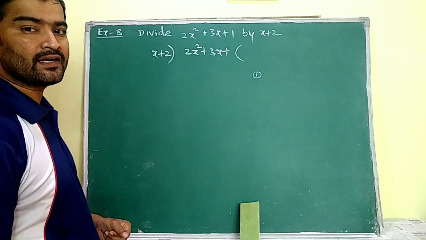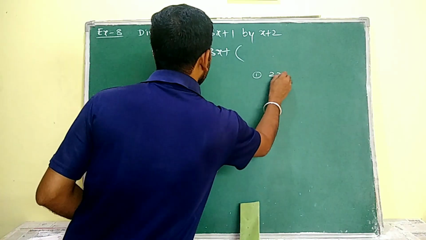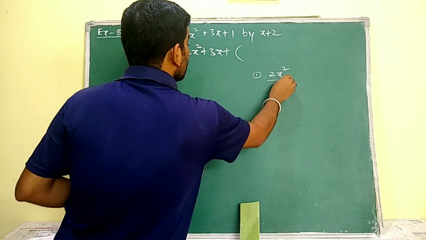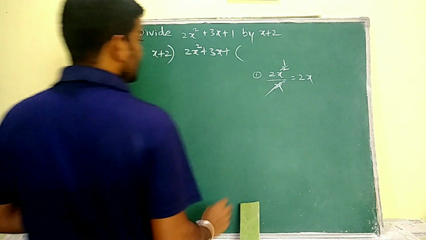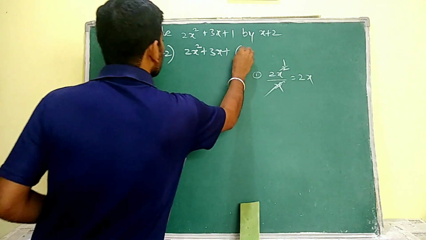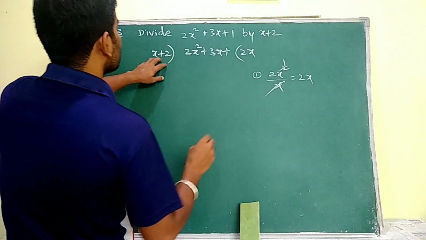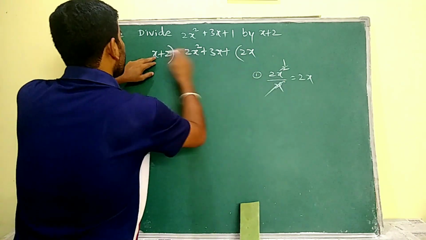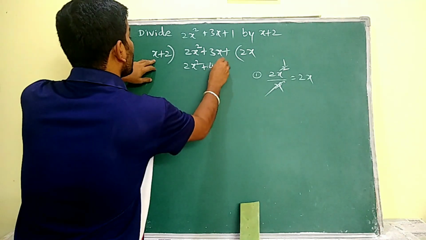I asked you to calculate the first term of the quotient by dividing the first term of the dividend with the first term of the divisor. So see, x and x are going to be cancelled, then 2x is left. That is the first term of the quotient. We have to write it in the quotient part. Now we have to multiply this divisor with the first term of the quotient. So 2x into x, 2x square. 2x into plus 2, 4x.